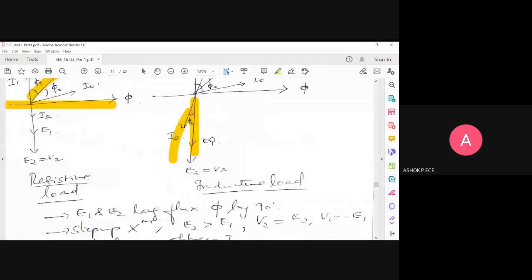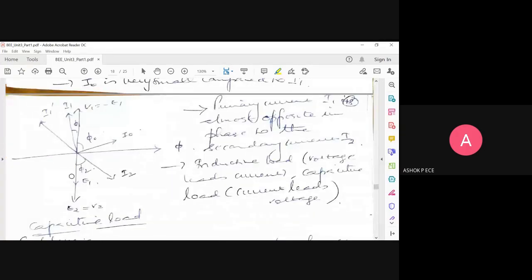Okay. Capacitive load, you can assume in a capacitor, you know, current is going to lead the voltage. See here, E2 is here and I2 is here.